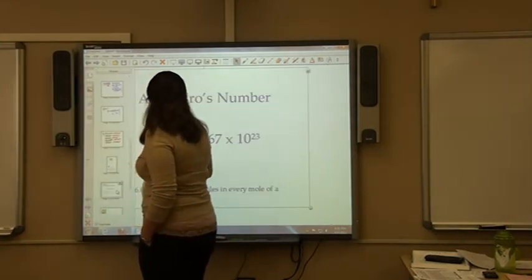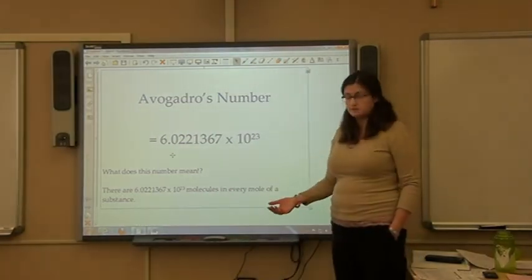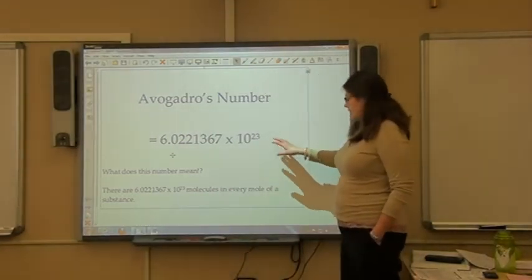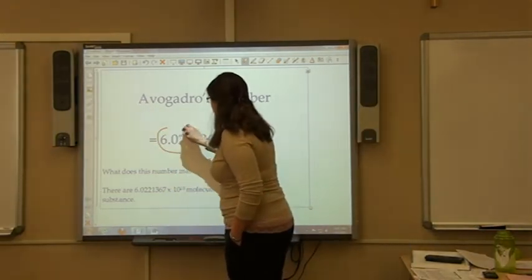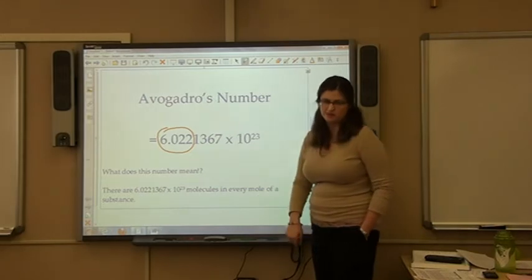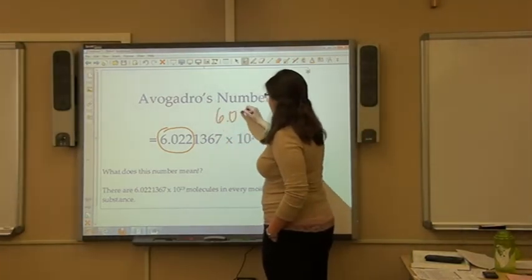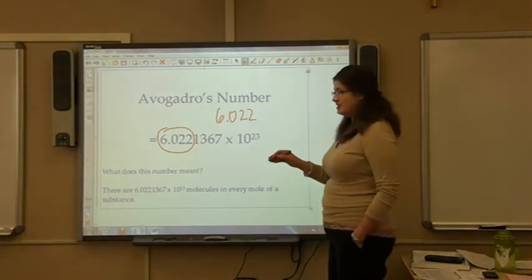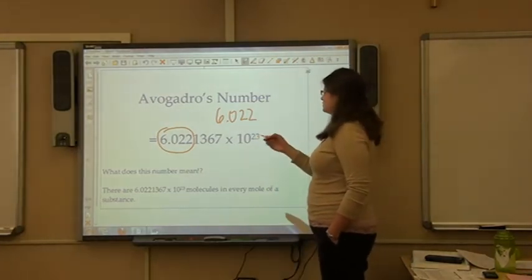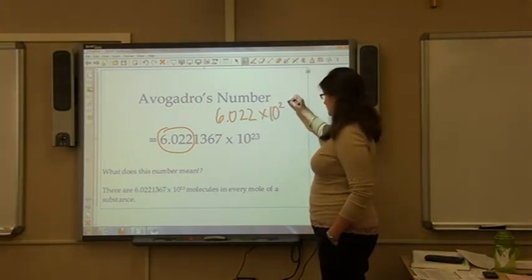So what exactly did he come up with? Well, he came up with this thing called Avogadro's number. This is the number, and for your purposes, 6.022 is all the digits you have to remember. You don't have to worry about anything past that. So when you're asked what Avogadro's number is, you will respond 6.022 times 10 to the 23.